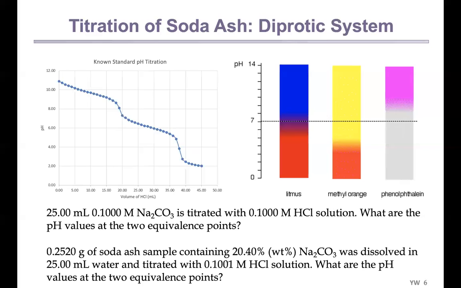Now, I have a question for you guys. Suppose that we have 25 milliliters of 0.1 molarity sodium carbonate, and we're titrating it with a 0.1 molarity HCl solution. What are the pH values at the two equivalence points? Okay, we're not considering the activity coefficient here, just the concentration. So what do you think here?